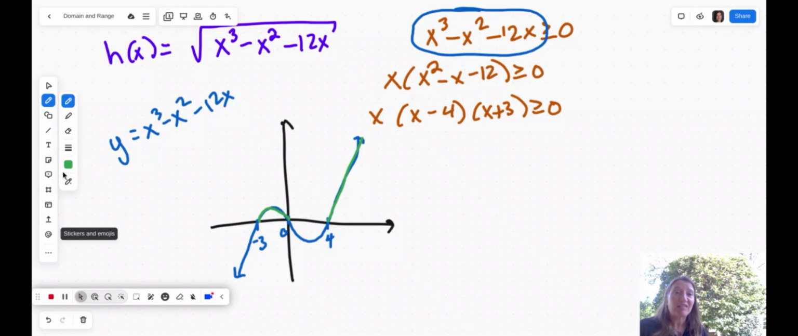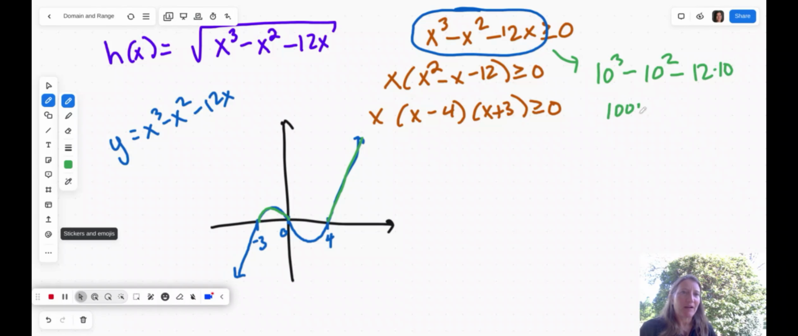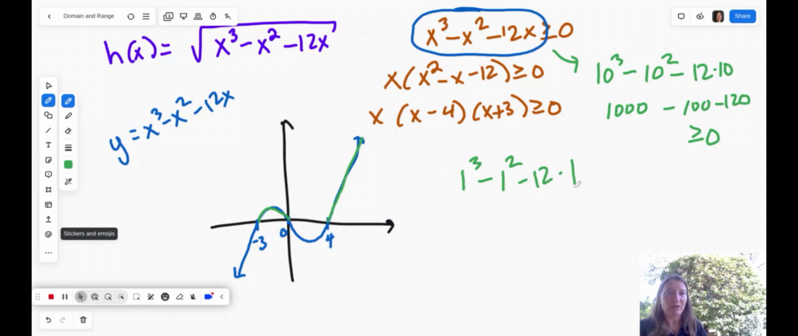And I can even test that out, right? If I take an x value that's greater than 4, like 10, cubed minus 10 squared minus 12 times 10, that's going to give me 1,000 minus 100 minus 120. That's positive, right? And let's real quickly test what happens if I plug in 1 for x. 1 cubed minus 1 squared minus 12 times 1. That's 1 minus 1 minus 12. That is negative. All right, so this is checking out so far. The picture's telling me what the numbers would tell me if I could check all of these regions.